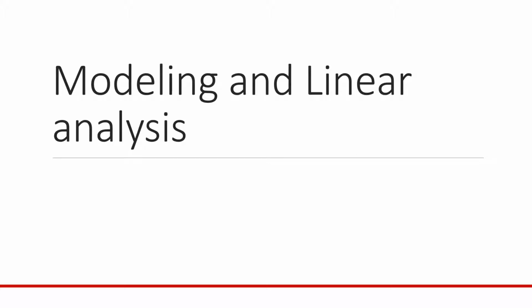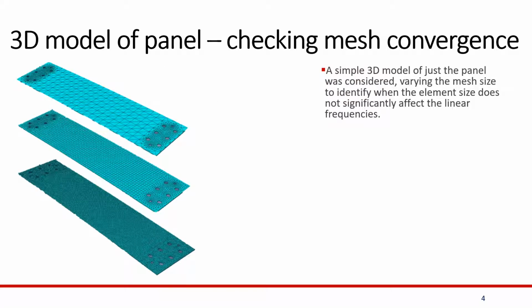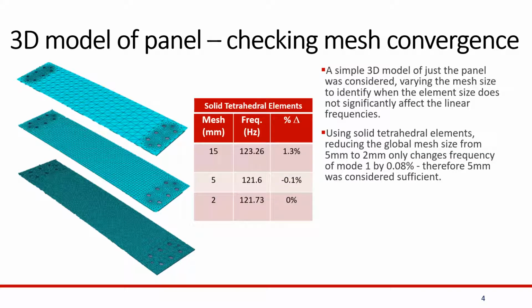Now a quick overview of the modeling approach that was used and the linear analysis results. So we first started with a simple 3D model of just the panel, and this was done in order to check mesh convergence. So we were varying the mesh size to identify when the element size does not significantly affect the linear frequencies. We used solid tetrahedral elements, and it was observed that reducing the global mesh size from 5 mm to 2 mm only changes the frequency of the mode 1 by 0.08% or less than 0.1%. Therefore, 5 mm was considered sufficient mesh size.